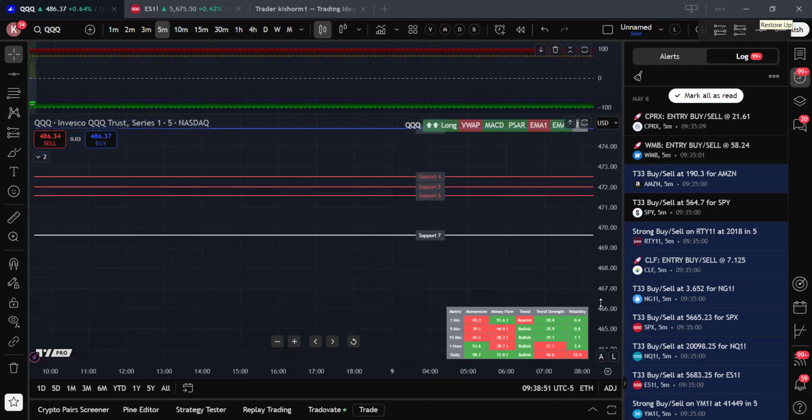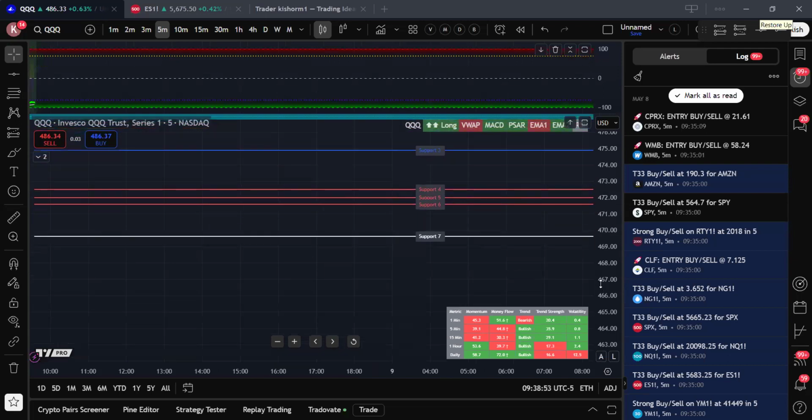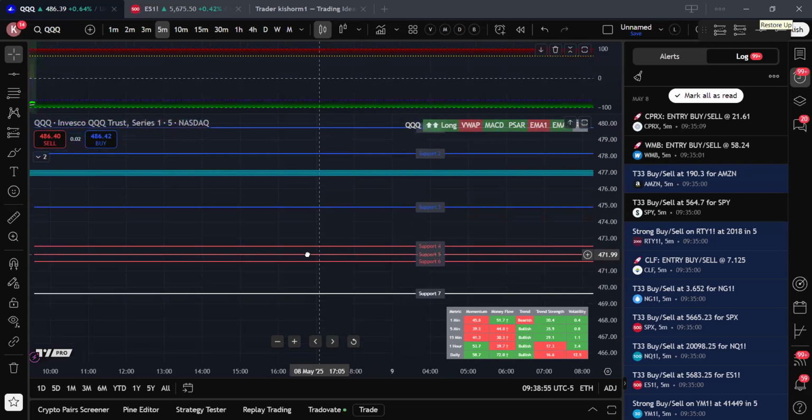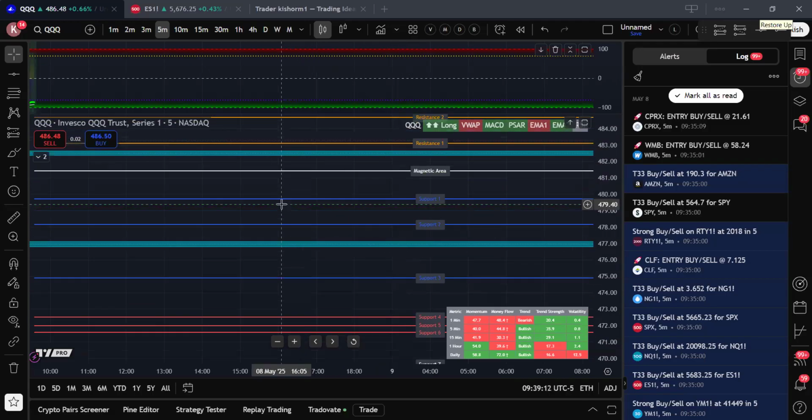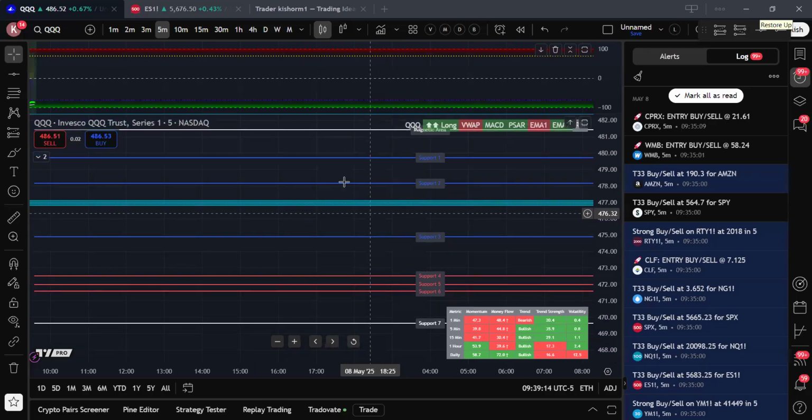Unless it goes to the last one, which is support 8 or support 7. Until that time, we can keep on looking for the puts. When it comes all the way to the bottom, it may bounce back. So once it comes to the last level, we should not again look to buy the puts or short it. Whenever it is going from this mid level to the bottom level, we look for the puts, or we look to sell the stocks, or we look for bear calls.